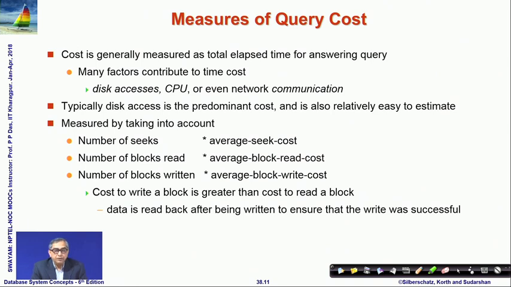This process is called the seek. So, we will need to estimate how many seek operations we need and multiply that by the average cost of seeking a block. Similarly, while reading, we need to estimate how many blocks to read and the average cost to read a block, and the number of blocks to write and the average cost to write a block. The cost to write a block is usually greater than the cost to read. Actually, often when we write some data, after writing we also read it back to make sure that the write was successful. So, these are the typical cost factors that will dominate.